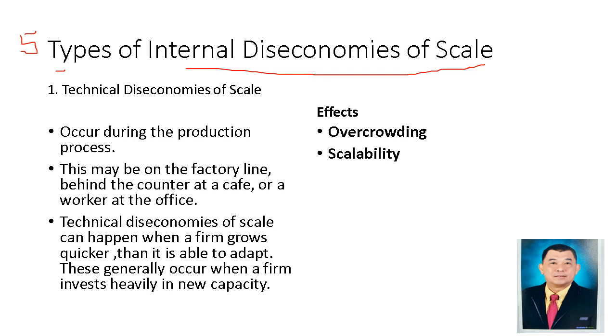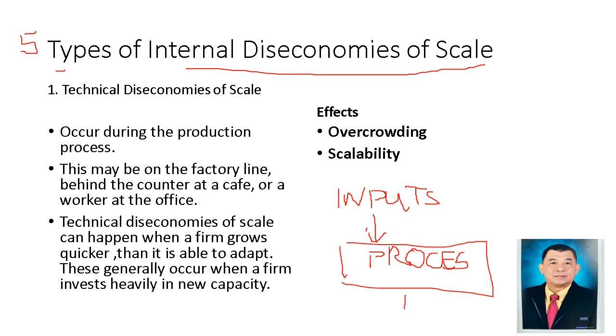Again, this is controllable by the firm. It occurs during the production process, meaning to say, if you have inputs, and the next is the process to convert this into outputs. So we are talking here of the transformation stage or the process stage. This is your output. So technical diseconomies of scale refer to the process or transformation.